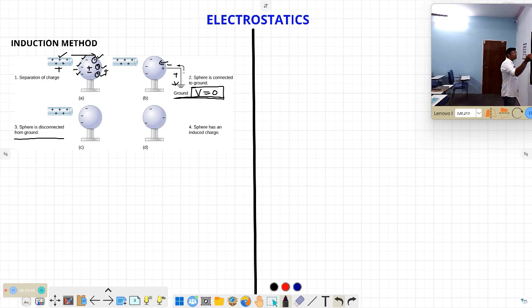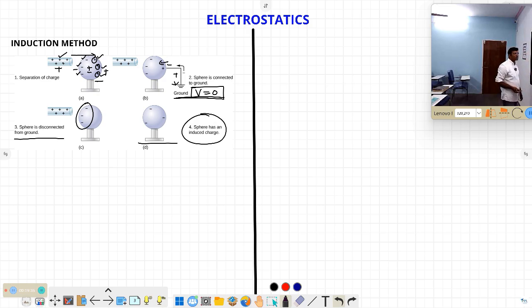When you remove the grounding, what has already happened? The charges which were on the sphere have already gone into the ground. So the only charges left on the sphere are negative charges. The sphere contains only negative charges. Before, there were positive charges; now there are no positive charges here. Finally, the neutral sphere becomes a negatively charged body.